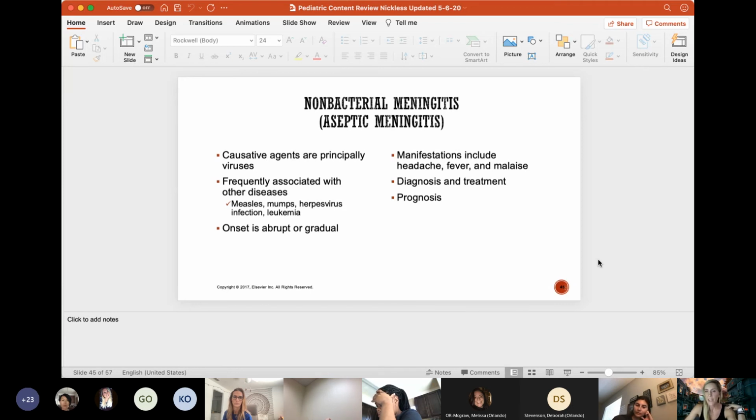They may have headache, fever, malaise. If it gets bad enough, they can even have seizures. And so with that, we're going to be using basically symptomatic treatment. Obviously, we're not going to give an antibiotic, but typically we will be doing pain management, fever management as well.